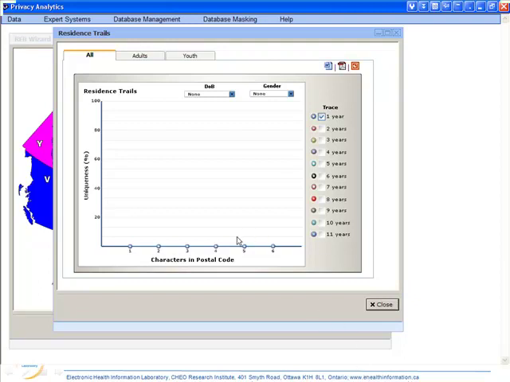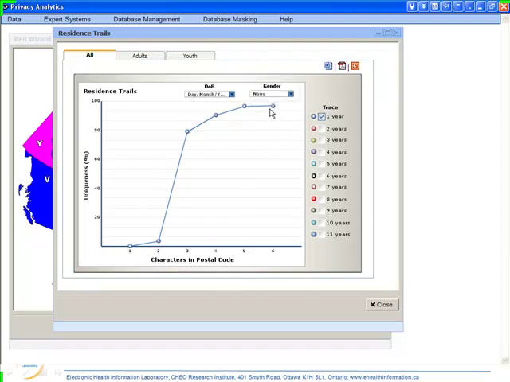At the bottom here, the x-axis is the number of characters in the postal code. So you have from 1 to 6 characters in the postal code, and the y-axis is uniqueness, which is the percentage of the population that is unique. So if you look at the full date of birth, so day, month, and year, and the 6-character postal code, about 97% of the population is unique.